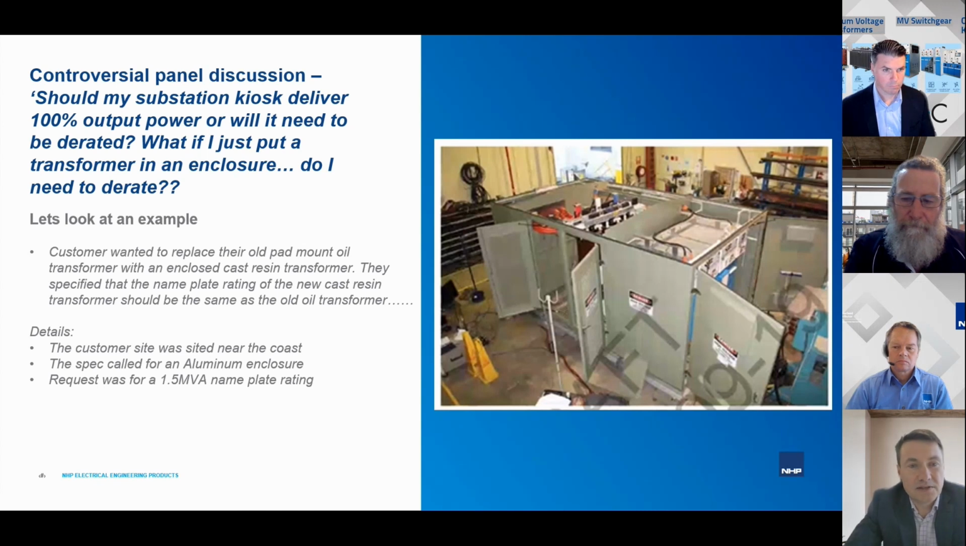As a mitigation measure in this instance, forced cooling was proposed. We did another test of this same enclosure, installing 4 ventilation fans on the roof, which actually increased the rating up to a full 1500 kVA.